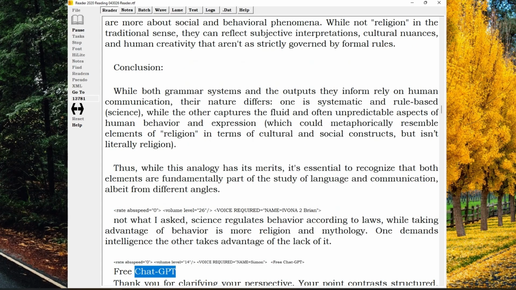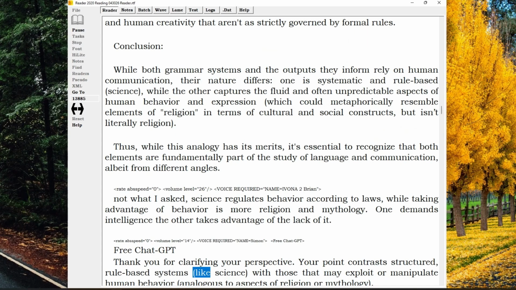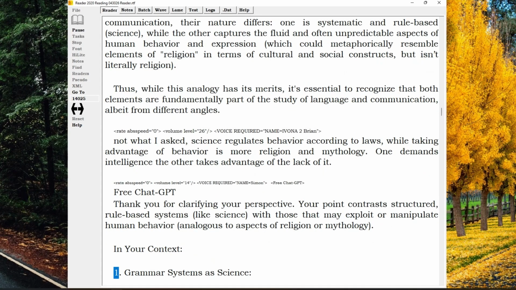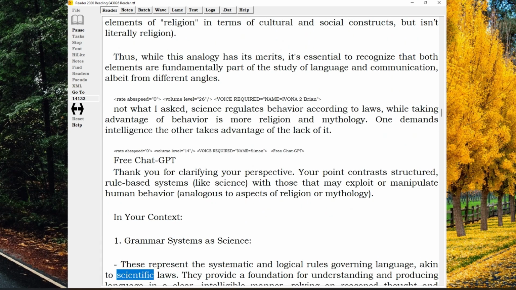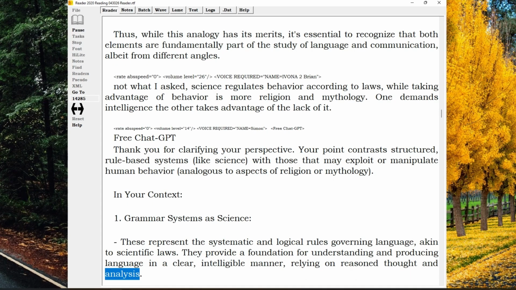Thank you for clarifying your perspective. Your point contrasts structured, rule-based systems, like science, with those that may exploit or manipulate human behavior, analogous to aspects of religion or mythology. In your context, 1. Grammar systems as science. These represent the systematic and logical rules governing language, akin to scientific laws. They provide a foundation for understanding and producing language in a clear, intelligible manner, relying on reason, thought, and analysis.